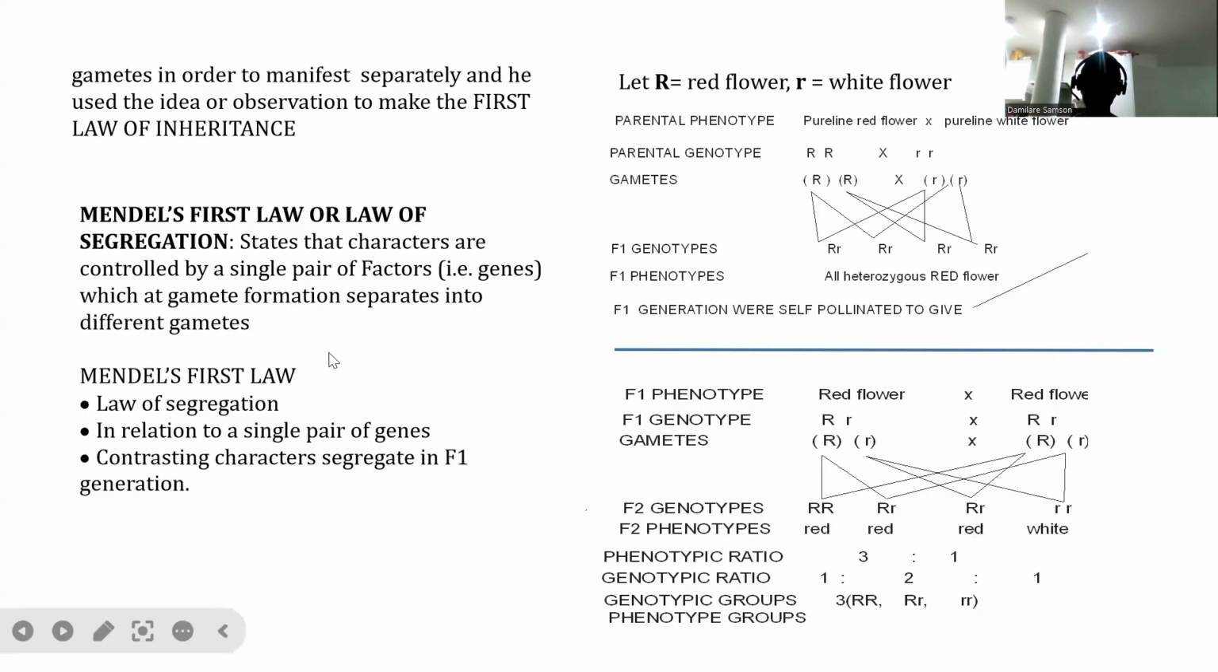Now, the first law says, remember, I just want to use the law to explain this crossing. It states that characters are controlled. Now, what are the characters we have? The character is color. We're talking about color. So capital letter R for red color, small letter r for white color, a white flower. This will be like the key we are using.